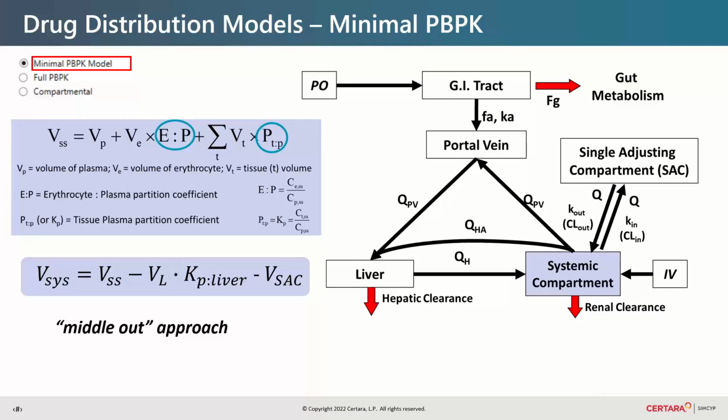You can predict the overall volume of distribution using estimates of the tissue volume and the partition into each of the tissues. That's done from physicochemical properties, and in a couple of slides' time I'll explain the different methods we have available to do that. And then the volume of the systemic compartment, VSIS, depends on the value you use for the volume of distribution at steady state, the physical volume of the liver, and then any volume that you have for the single adjusting compartment.